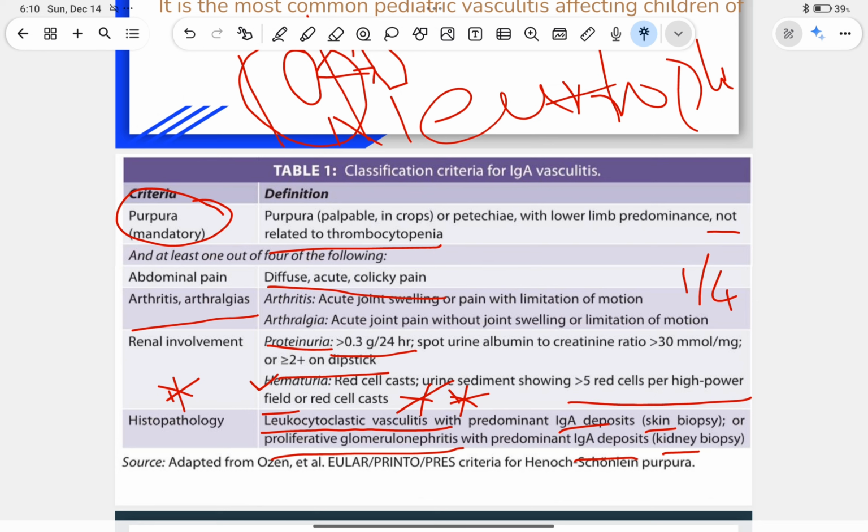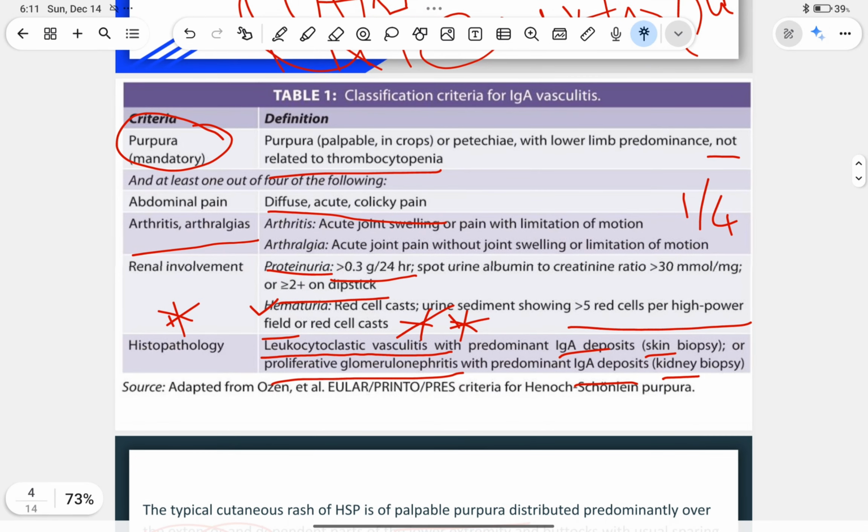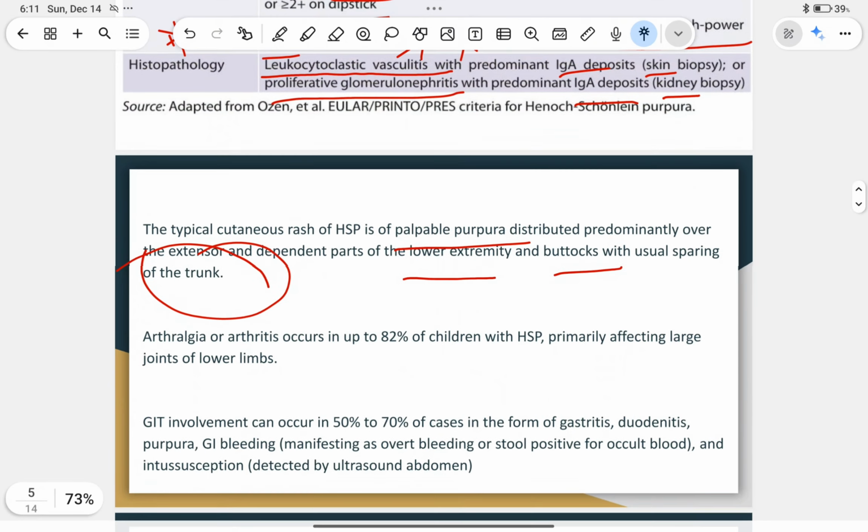Renal involvement can be either in the form of nephritis or nephrotic syndrome. In nephritis, there is hematuria of more than 5 RBC per high power field, and in nephrotic syndrome, there is proteinuria of more than 2 plus on dipstick, or more than 0.3 gram per 24 hours. Histopathologically, in skin biopsy there is deposition of IgA along with leukocytoclastic vasculitis, and in kidney there are IgA deposits with mesangial proliferative glomerulonephritis.